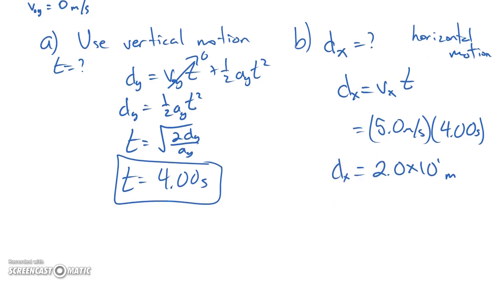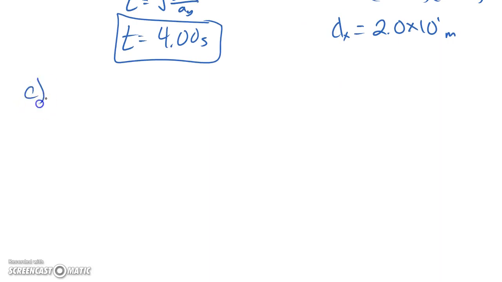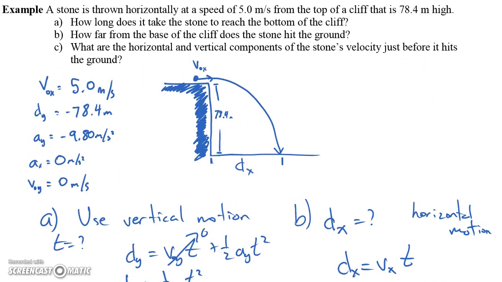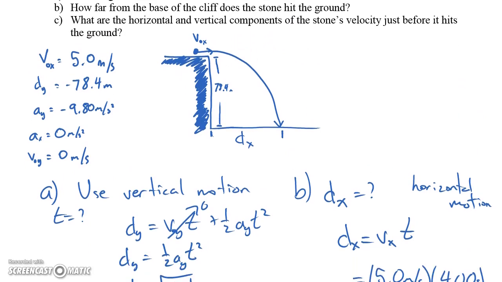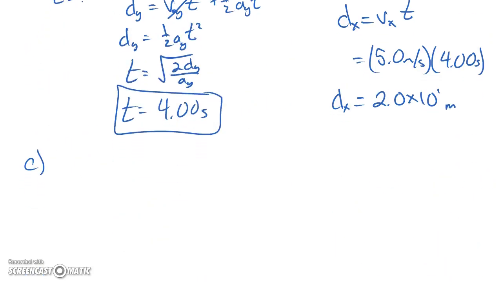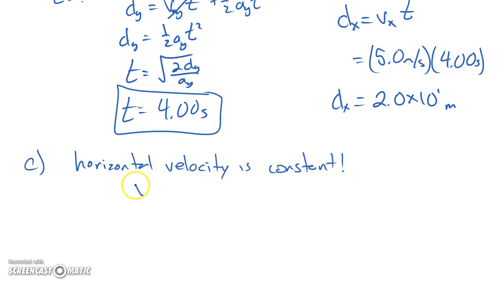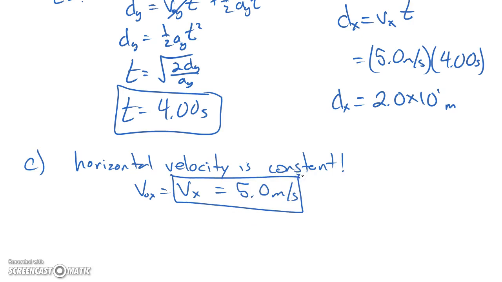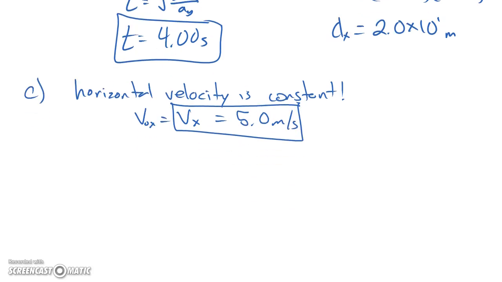We've done A, done B. Now let's figure out C. What does C ask us? Well, what are the horizontal and vertical components of the stone's velocity just before it hits the ground? So we want Vx and Vy. First one's really easy. So remember, horizontal velocity is constant. Remember this. So v naught x equals Vx, which is 5.0 meters per second. It is constant, it will not change, there is no acceleration horizontally.